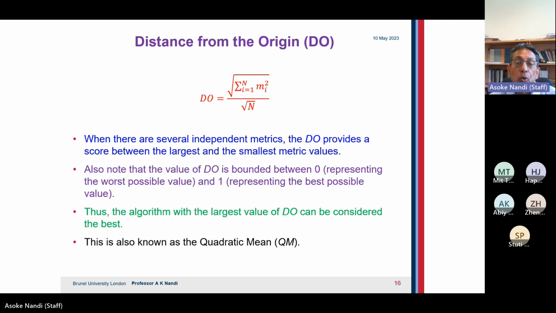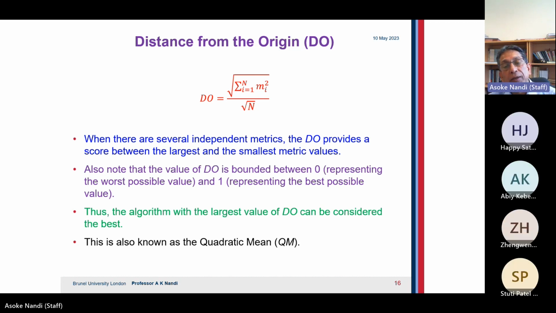So this is a new one. And it turned out that this happens to be another mean called the quadratic mean in the literature. So if you look, AM, HM, GM, this is one of the same kind, except it's a quadratic mean, QM. Okay. Now let's look at the other one.